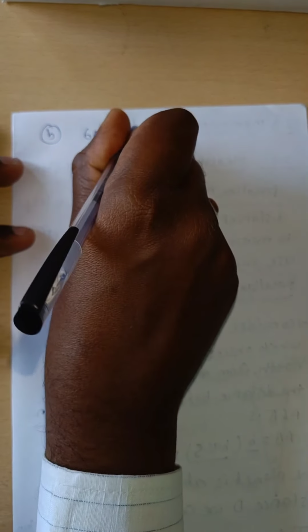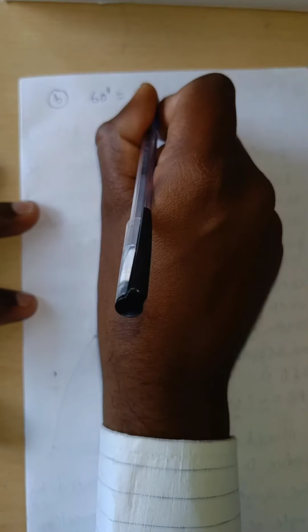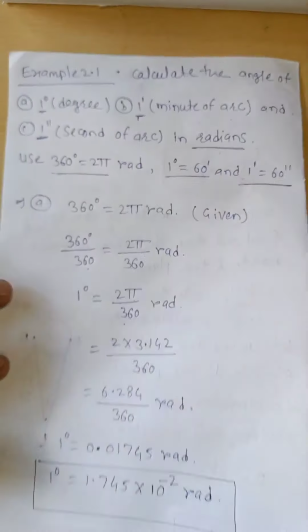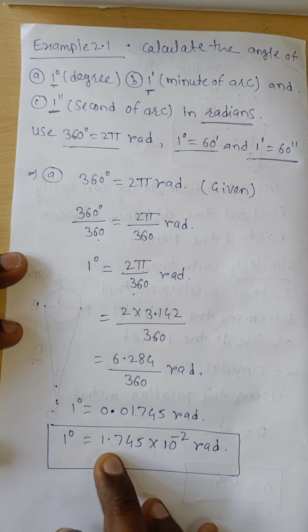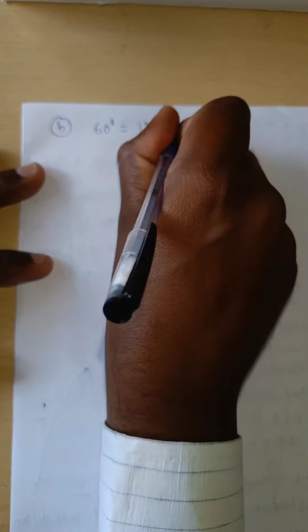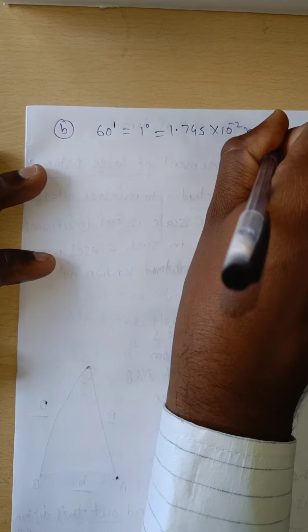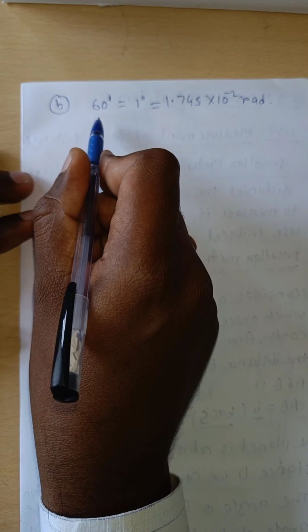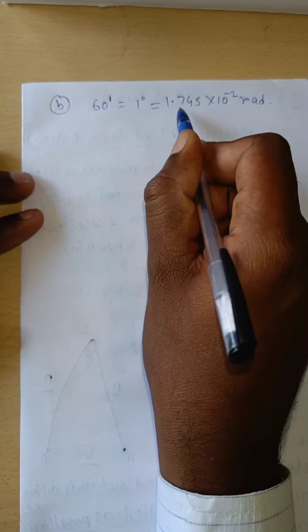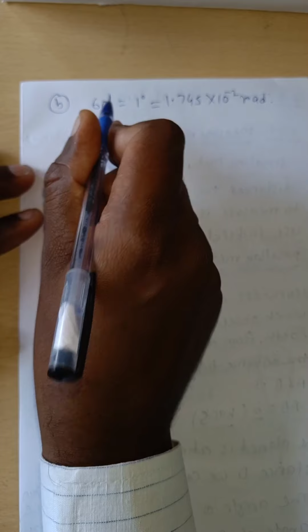Now second, we know that 60 minutes is equal to 1 degree. And you know that the value of 1 degree is 1.745 into 10 raised to power of minus 2 radians. Therefore 60 minutes, which is equal to 1 degree, is equal to 1.745 into 10 raised to power of minus 2 radian. We want 1 minute.